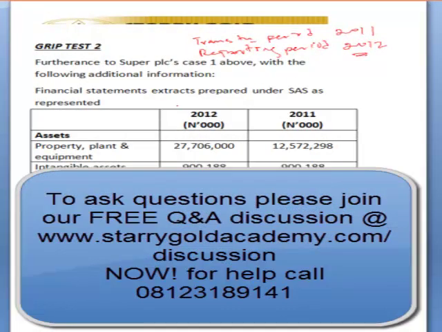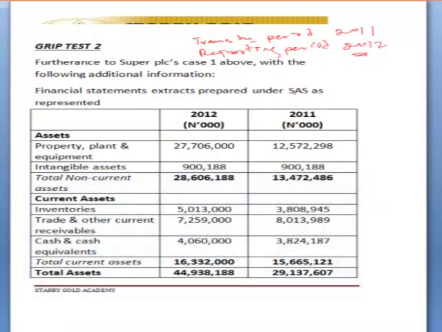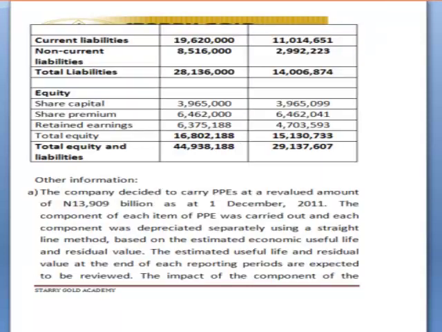Now, financial statement extract under SAS. This financial statement has been prepared in line with local GAAP. You have for 2012, and you have for 2011. Now if you look at this, we have asset category: property, plant and equipment, intangible assets. You have total non-current assets. Then you have inventory, trade, and others. So we have current liability, non-current liability, total equity. We have the equity portion: share capital, share premium, retained earnings, total equity.